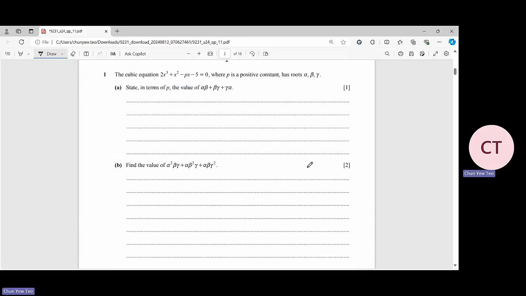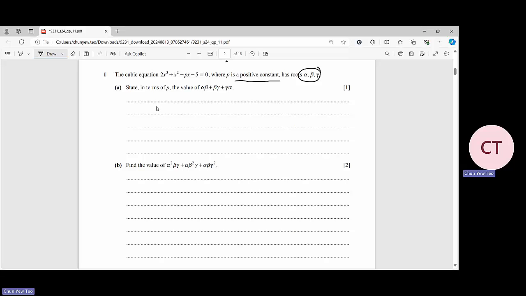The cubic equation 2x cubed plus x squared minus px minus 5 equals 0, where p is a positive constant, has roots alpha, beta, gamma. State in terms of p the value of alpha beta plus beta gamma plus gamma alpha.